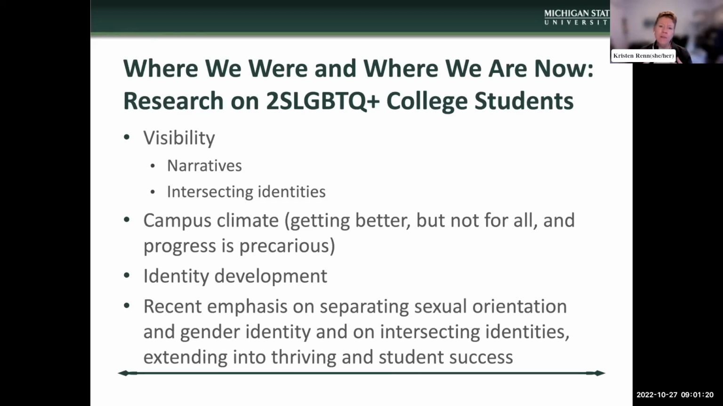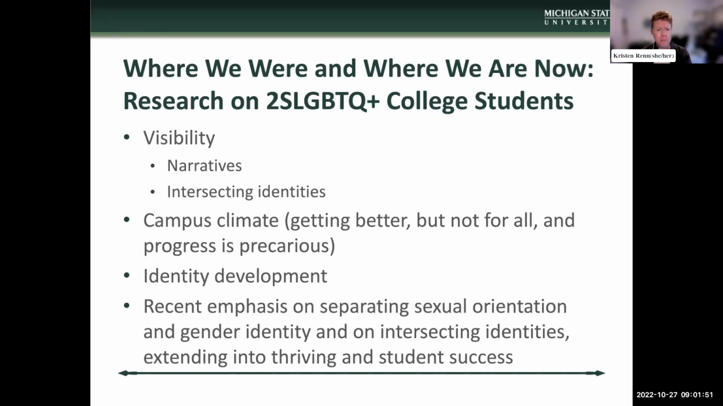There was then some visibility work emerging in the early 2000s and on, about intersecting identities. This is where we get a lot of studies or descriptive narrative writing about racialized minority students who are LGBTQ or students with disabilities who are LGBTQ. So we begin to get this kind of intersecting. There's a lot of visibility research. This is sort of like we're here, we're queer research, is what I call it. And it really has helped us as practitioners in higher education understand more about our students and who they are.